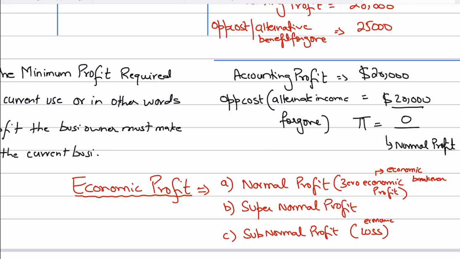Now the next video that will be uploaded will be on mapping out or graphing out these abnormal profits, supernormal profits and subnormal profits. यानी अब हम इसके diagrams discuss करेंगे. Okay guys, see you in that video.